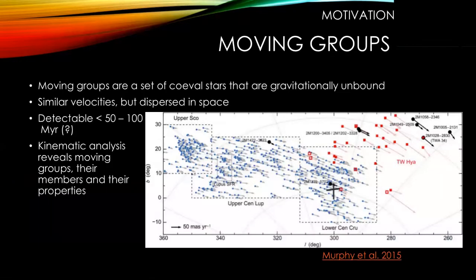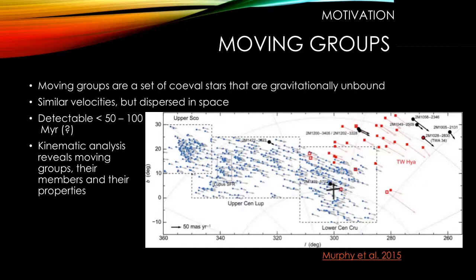So what is kinematic analysis? What are moving groups? Moving groups are sets of stars that were born out of the same gas cloud, but are no longer gravitationally bound. What this means is they still retain a systematic net velocity, but are distributed through space. That makes them hard to detect, because unlike Upper Sco and Centaurus, they don't clump together in the night sky. TWA, the TW Hydrae Association, is somewhat more spread out, so it's less obvious. They're potentially detectable up to 50 to maybe 100 million years old.